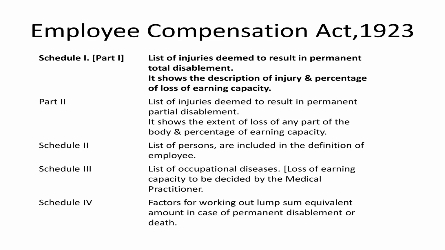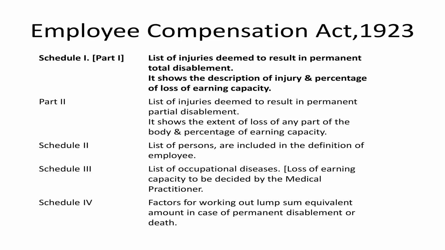And here, in the Employee Compensation Act, Schedule 1 gives a list of injuries deemed to result in permanent total disablement. You have to refer to the schedule in the Act, which gives a broader picture of it. It shows the description of injury and the percentage of loss in capacity. Then Part 2 of the schedule shows the list of injuries deemed to result in permanent partial disablement, and it also shows the extent of earning capacity and the percentage of loss in earning capacity.